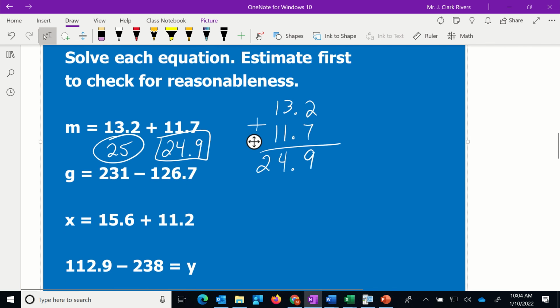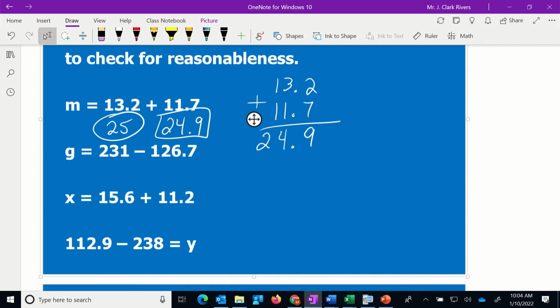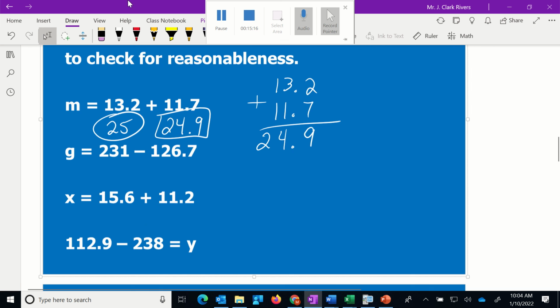Okay? Let's try this next one on our own. Right, so that's something you should go back and check too, right? You might have messed up on the estimate, in which case you should go back and review that. You may have made a mistake there.